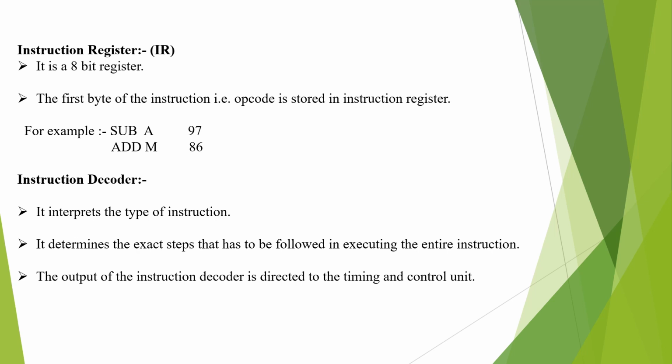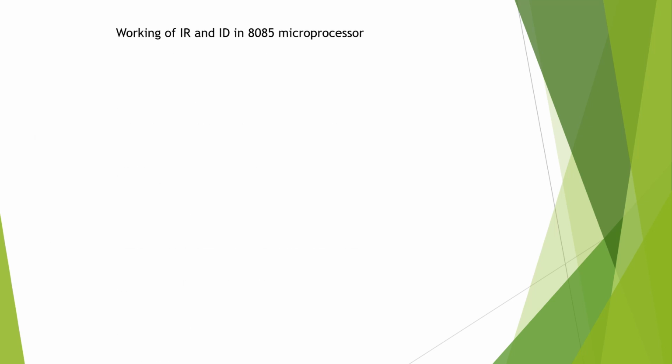So the instruction decoder performs two important functions. First, it interprets the type of instruction. Second, it determines the exact steps that have to be followed in executing the entire instruction. And then it gives it to the timing and the control unit to give time for the operation to be performed, and that is why we say the output of the instruction decoder is directed to the timing and the control unit. Now let us understand a diagram which is going to link the instruction register and the decoder.